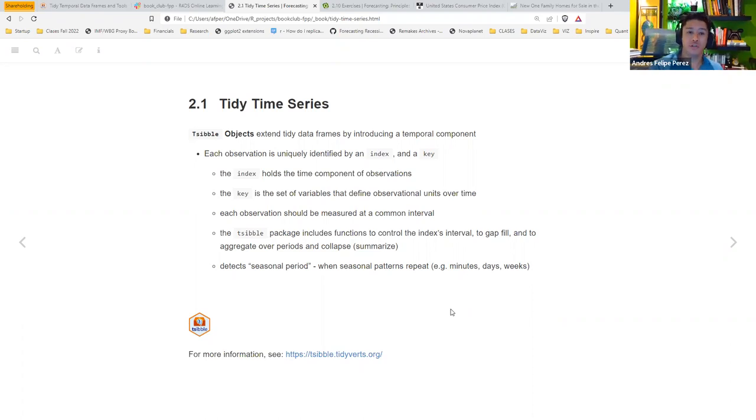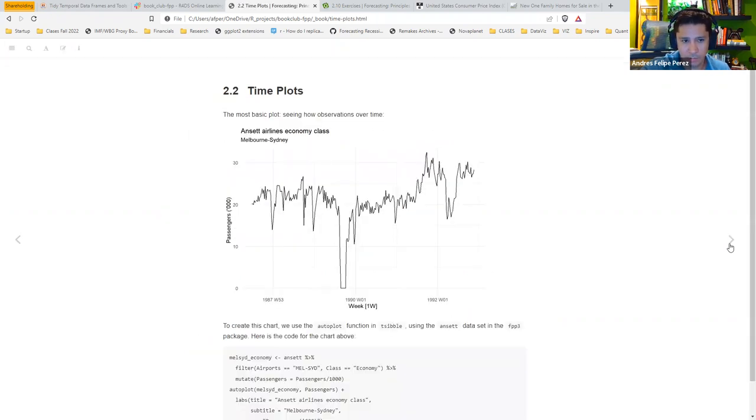One other key function, before I forget, is essentially the equivalent of group by. It's index by. So when you want to collapse to summarize, for example, you use index by, and it allows you to work the same way, just collapsing your data if you want to do some aggregate analysis. That's the information on the tsibble package. It's what the majority of the book is based upon.